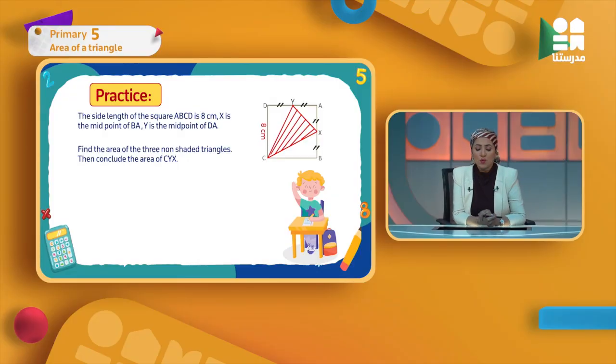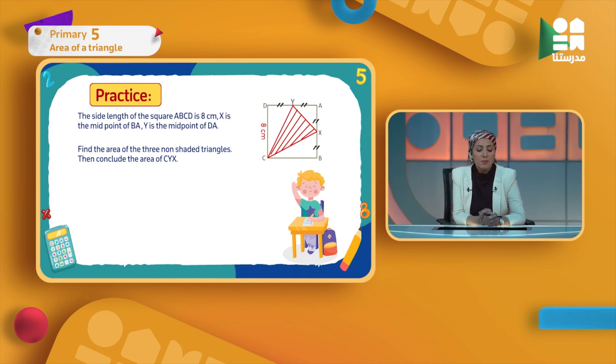Now we'll take a bit more sophisticated question, or a question with more details. Okay. Here, the side length of square ABCD is 8 centimeters. As you see, I have a square. We remember that one of the properties of a square is that its four sides are equal. So if I know the length of one of its sides, I'll be able to know the side length of the rest, because the four sides are equal. So if one of its sides is 8 centimeters, then each of my four sides is 8 centimeters.